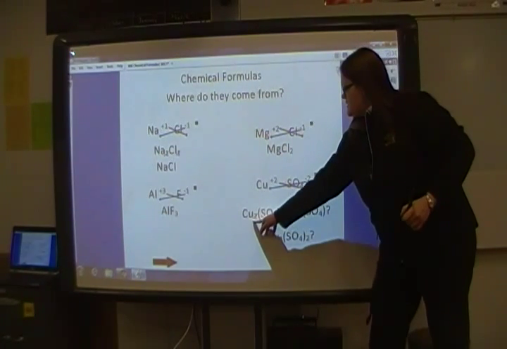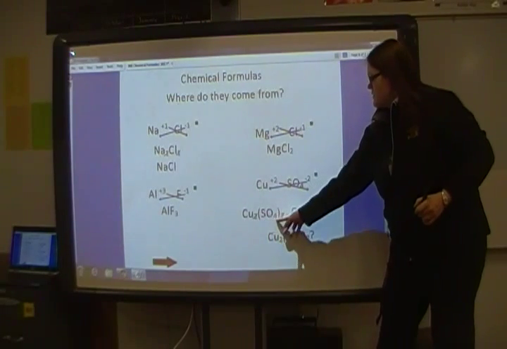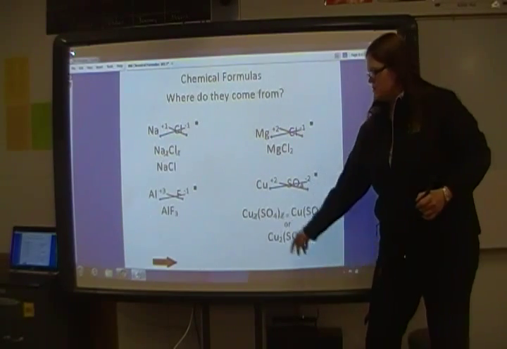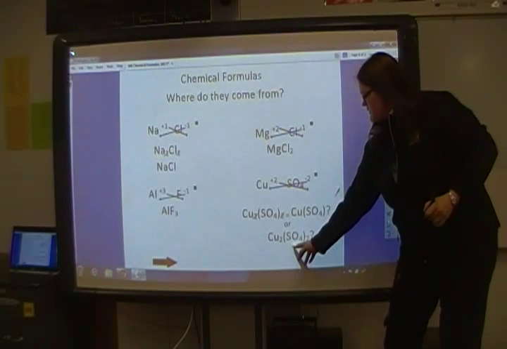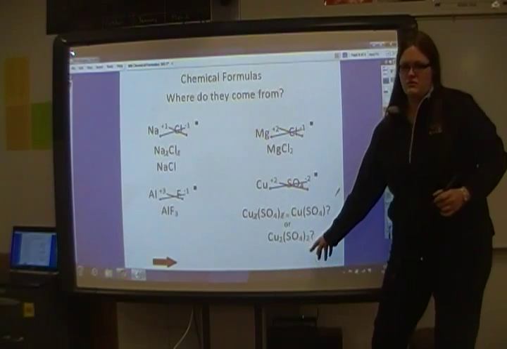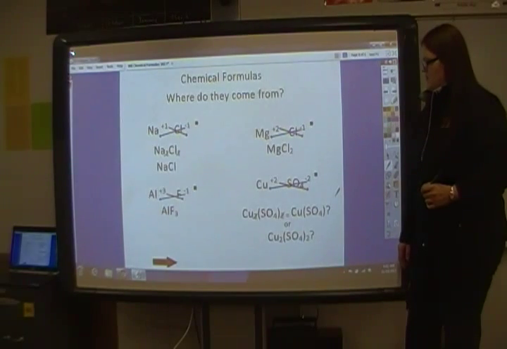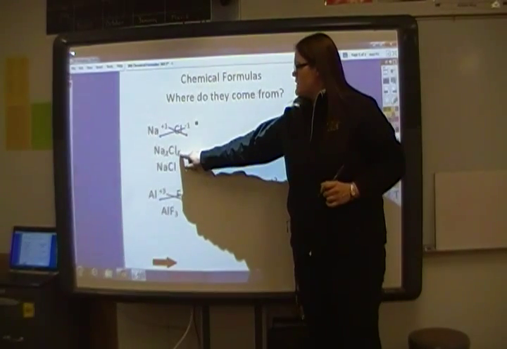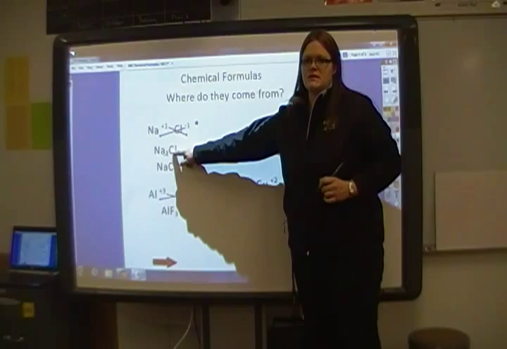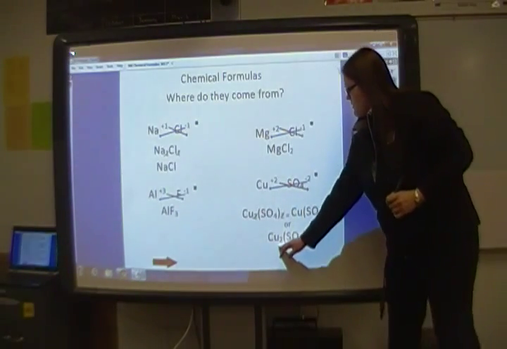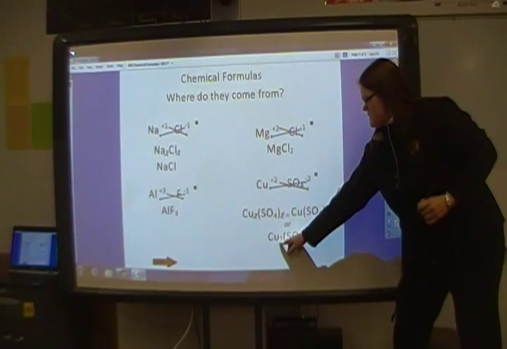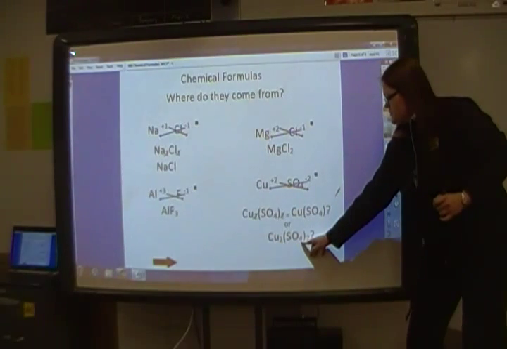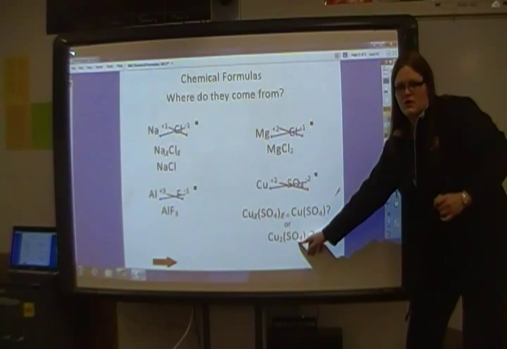Are we going to end up with Cu2, SO4, 2, equals simply CuSO4? Can we cancel these 2's? Or will we have Cu2 parentheses SO4 parentheses 2? Well, again, looking back here, we weren't canceling these 1's. These 1's were simply redundant because the Na and the Cl are here. Over on this problem, we must leave the 2's because it represents that there are 2 copper atoms in this molecule and that there are 2 sulfate molecules as part of this larger molecule.